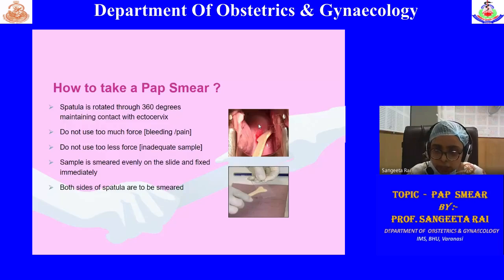Now you can see that the external os is exposed nicely. This wooden piece is known as the spatula. In the second picture you can see the wooden spatula, and these are the two curvatures. Usually one curvature is longer and one is very short. The longer one should be inside the cervix when you rotate it around the transformation zone, and the shorter one should be outside. You should not use too much force, and you rotate it 360 degrees, maintaining contact with the ectocervix. That is most important. Only one complete rotation is important.